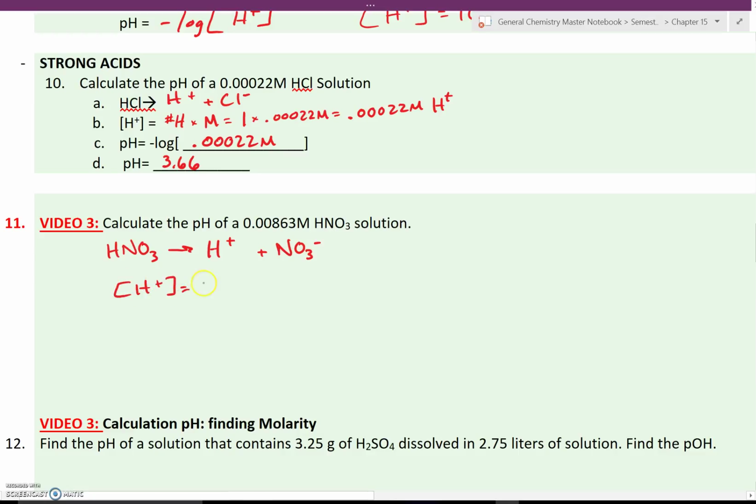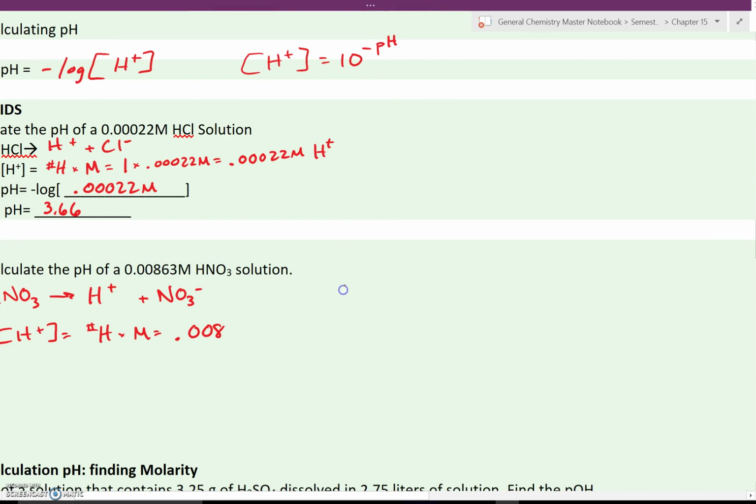Now remember, it's the number of hydrogens multiplied by the molarity. And in this case, it's just 1 multiplied by 0.00863 molar, which gives us a hydrogen ion concentration of 0.00863 molar.